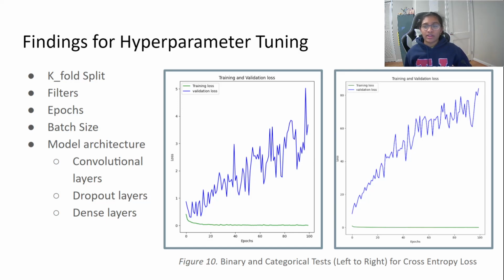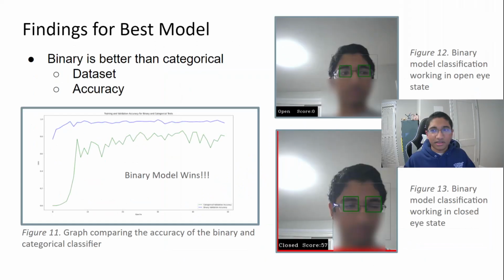Finally, as for the model architecture, we used different layers to classify the data. We used various convolutional, dropout, and dense layers. Ultimately, we were able to determine that the best model for this project was using the binary classifier, as we can see in the bottom left corner. The main takeaway was that the binary classifier consistently had a much lower loss value and a much higher accuracy, with an average of 95%, as we can see in this graph, compared to the corresponding categorical classifier. Also, we have two pictures showing the binary model classification in two different eye states.